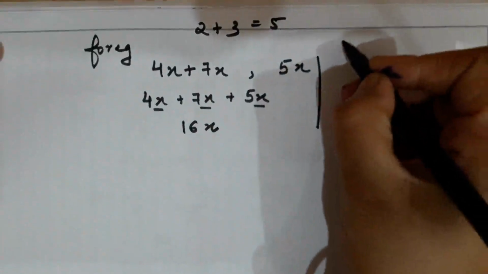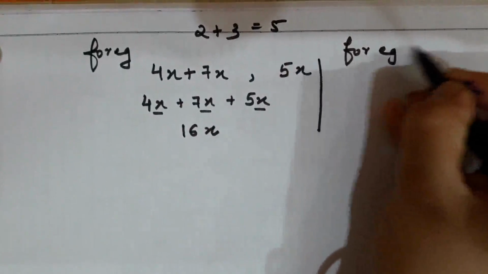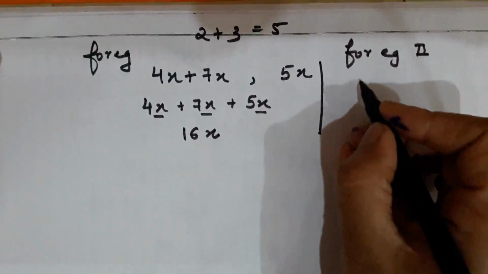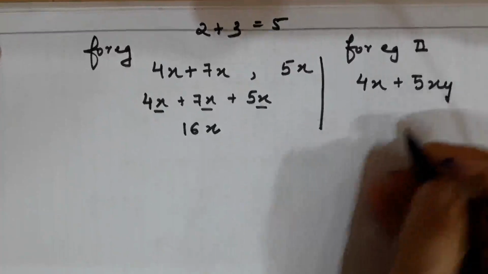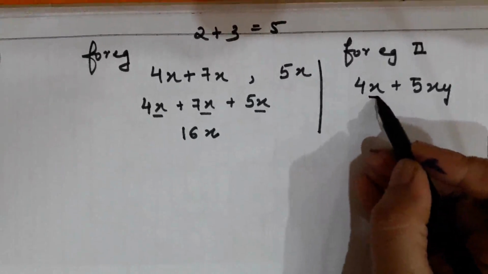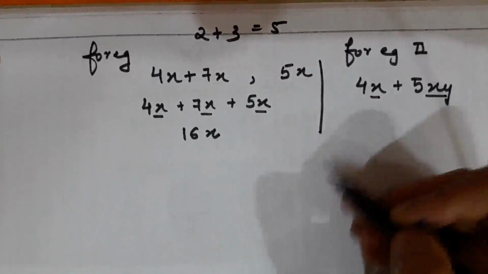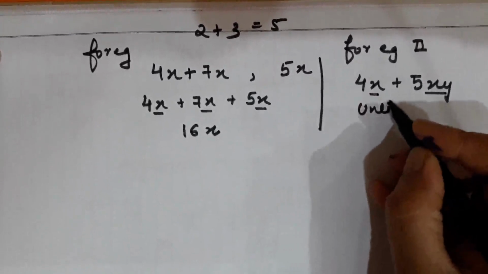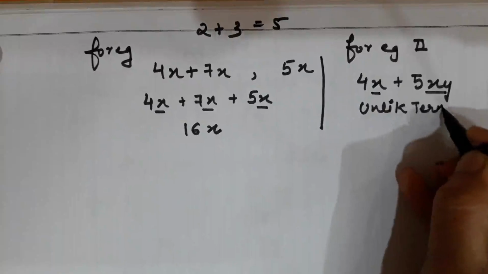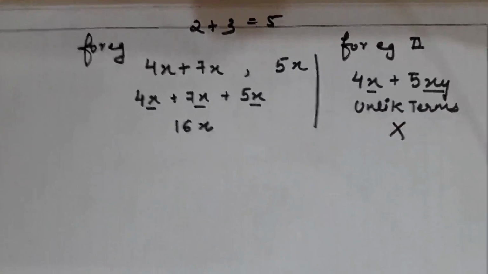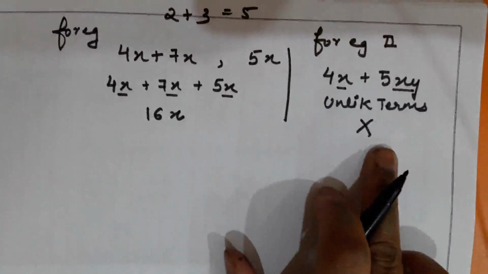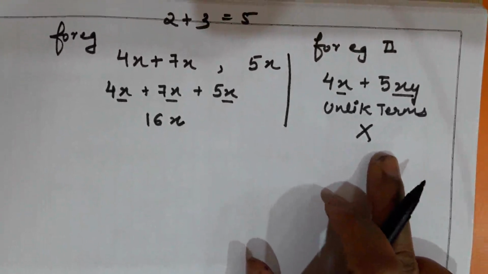Let's have one more example. For example, second example of this, if you want to add 4x plus 5xy. So here you have x, here you have xy. So both are unlike terms. So we are not able to add both of them. Getting my point? So in this you do not have any answer.